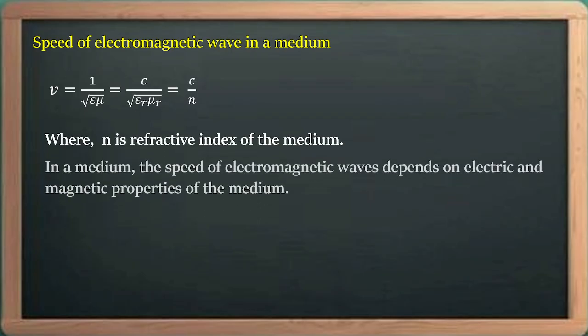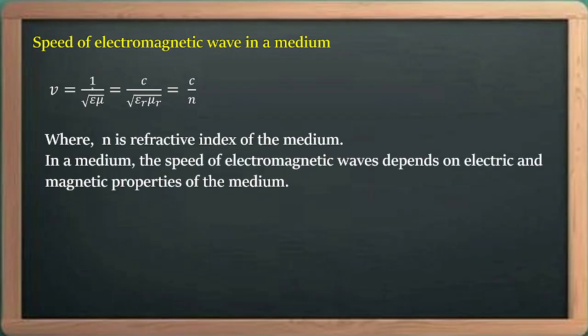So we have to consider this formula, that is V is equal to C by N, where N is refractive index, that is given by square root of mu r into epsilon r. You may have to consider that and substitute here, and C is also there. So if you substitute, you will get this.